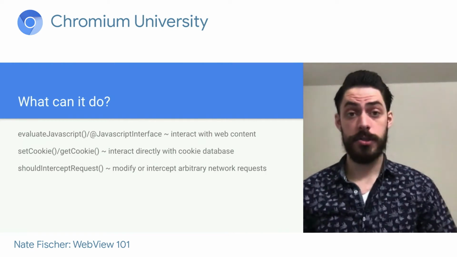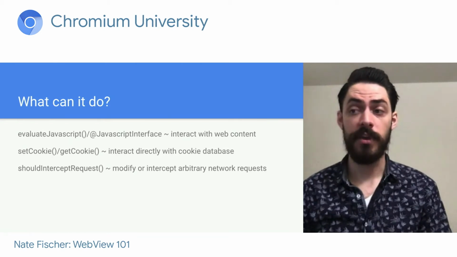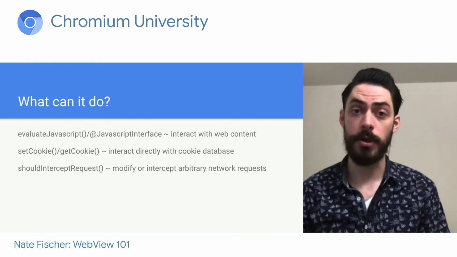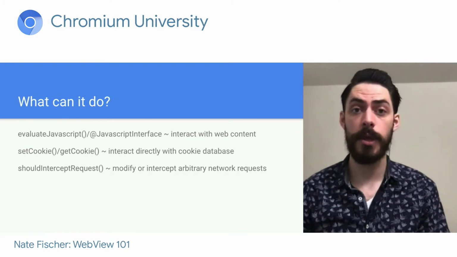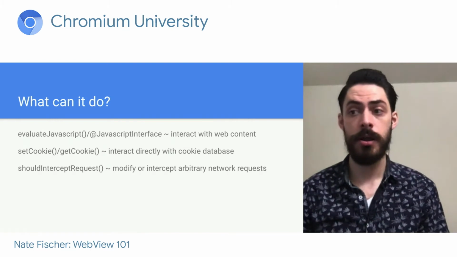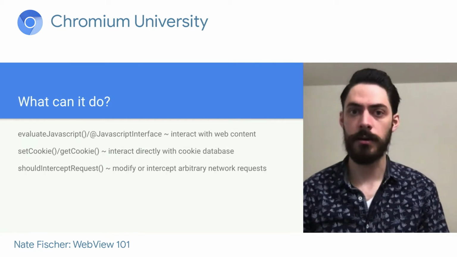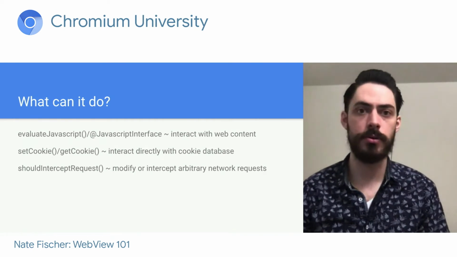But there are some even more interesting APIs, and this is, again, by no means the full offering, but we have evaluate JavaScript. This is a way of executing arbitrary JavaScript code. The app developer can execute arbitrary JavaScript code in the context of the web page. We have APIs that give full access to the cookie jar, and we even have an API that gives full access to the Chromium network stack that's part of Android WebView. So this lets app developers modify any requests or intercept requests or even block requests.